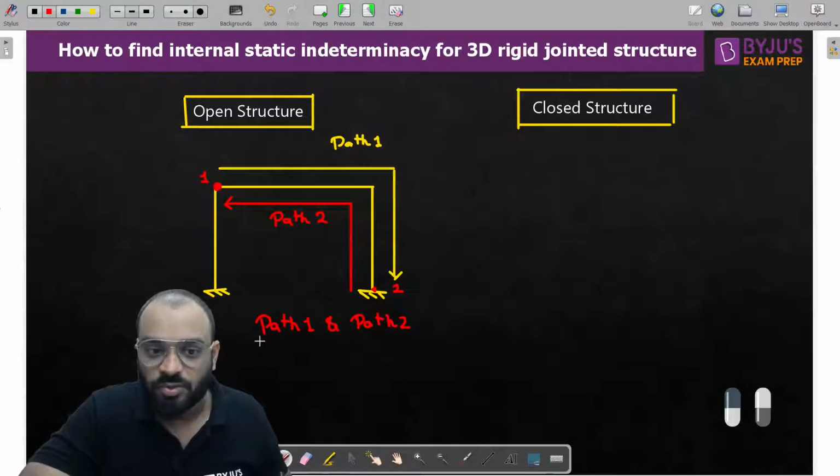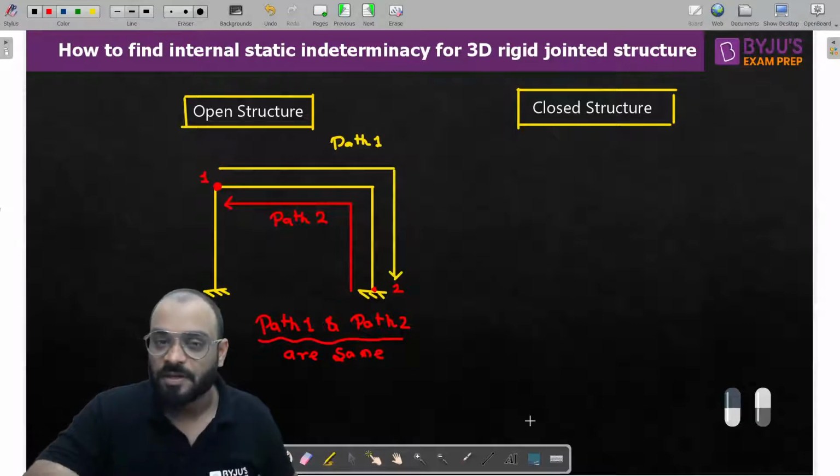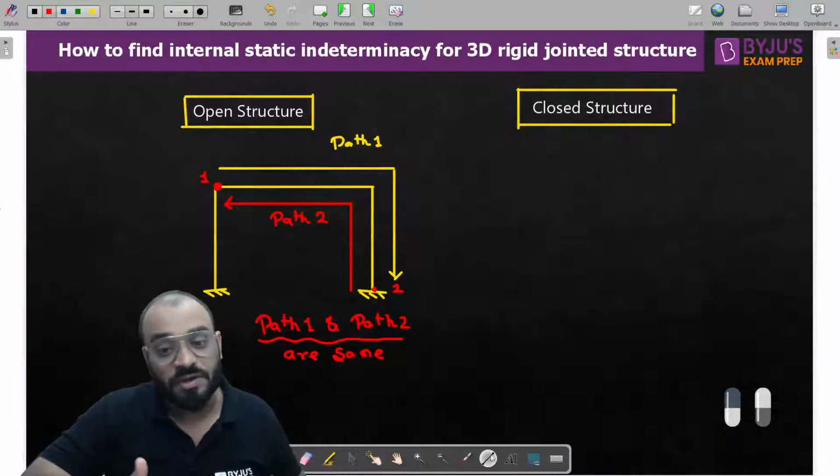Now path 1 and path 2 are the same. That's why it is an open structure. Now if you talk about the closed structure, what is a closed structure, sir?